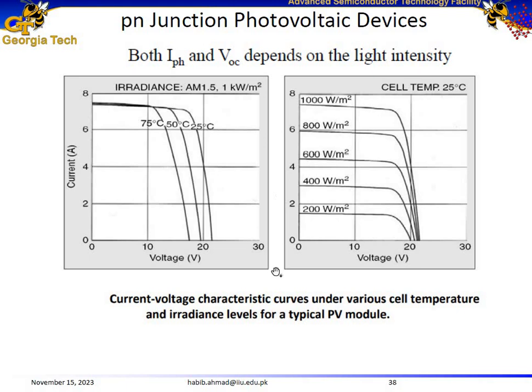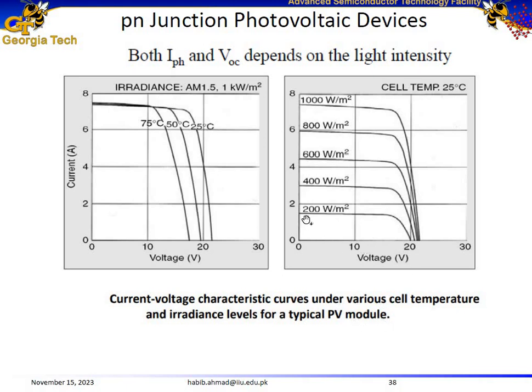Now, here is a plot of current versus voltage of a photovoltaic module. Here, like you can see, the open circuit voltage is around 20. So we are not talking about a single solar cell. A single silicon based solar cell would give us an open circuit voltage around 0.5, 0.6, 0.7 volts. But if we connect multiple solar cells, like 20 of them in series, like 40 of them in series, it's going to give us an open circuit voltage of around 20 volts. So we are talking about a photovoltaic module.